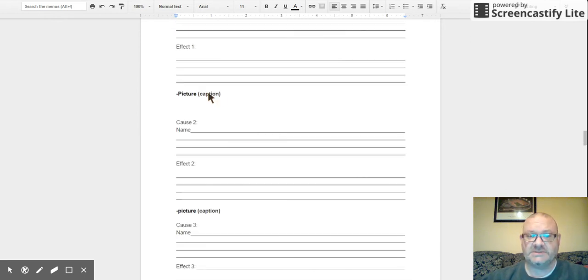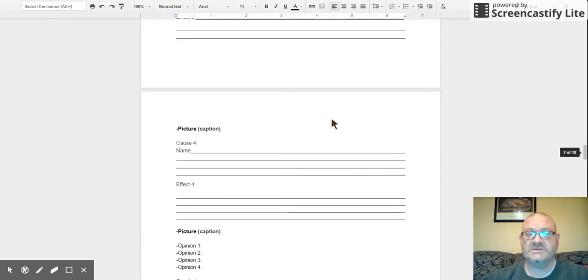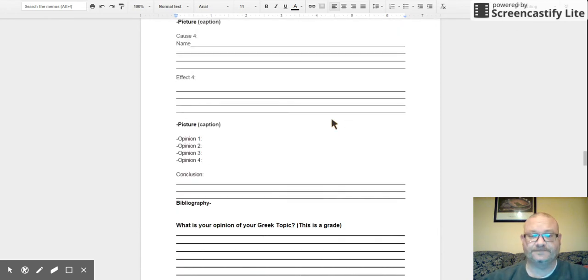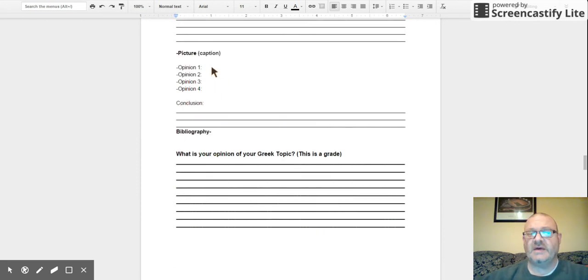Now the next person, picture and caption. Cause effect 2, okay? Cause, their name, and their effect. Then the third person goes, and if there's a fourth person, the fourth person goes. Now, after you've done that, you put your picture and caption just like you did for the first part, and then you have opinion 1.